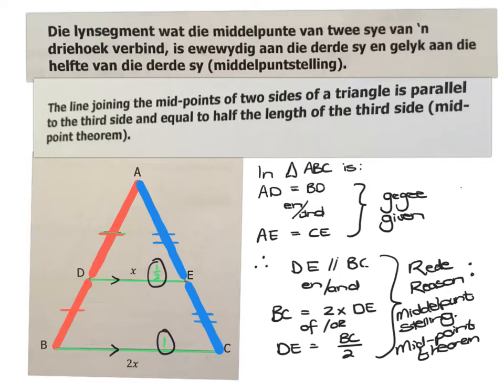In other words, AD is equal to BD. AD is gelyk aan BD en AE is gelyk aan EC. As dit vir jou so gegee is, dan kan jy aflei dat die twee lyne parallel is en dat daai een die helfte is van hierdie een. If those two sides are given to you that they are the same length as each other, then you can make an assumption that this line and this line is parallel and this line is half the size of that one.